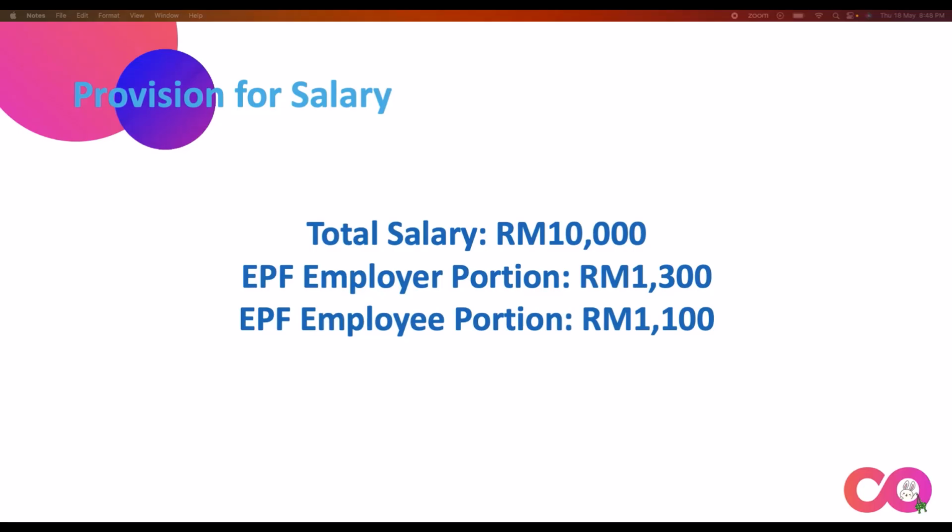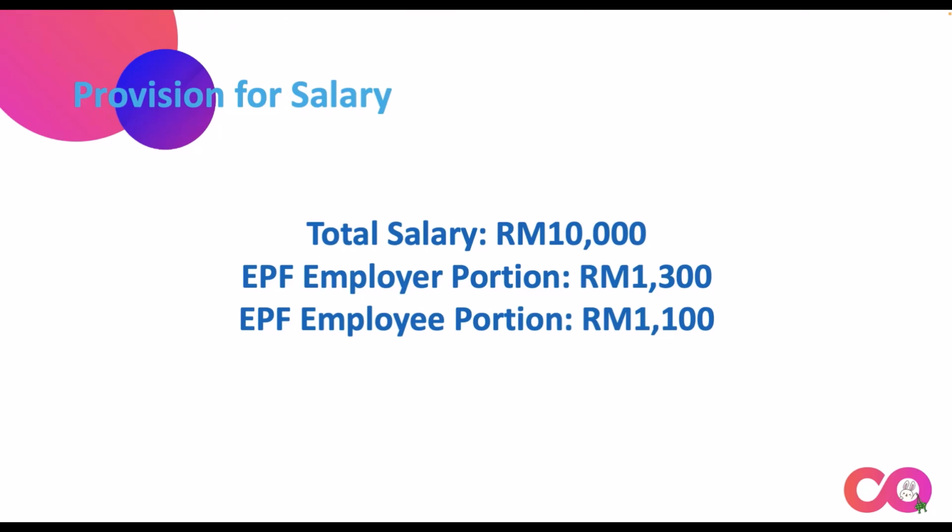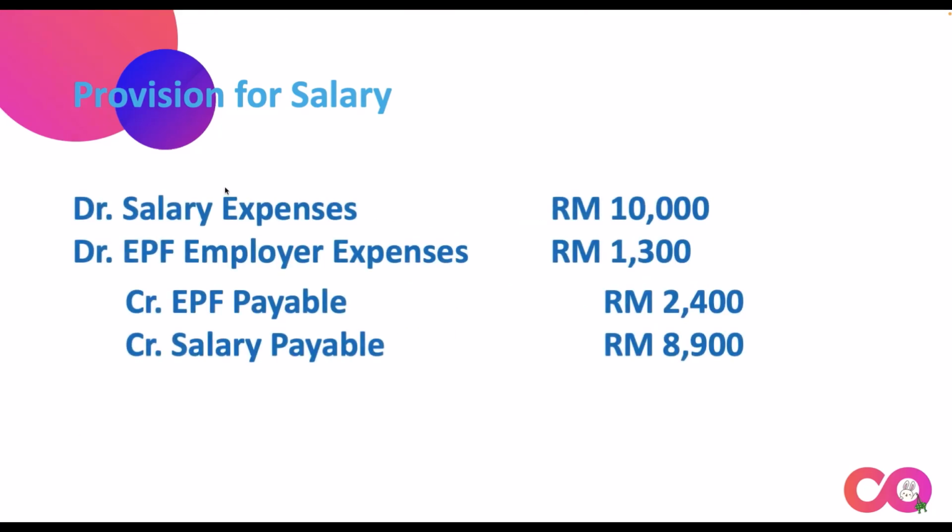For this example, let's say we have a total salary of RM 10,000. Then we have an EPF employer portion based on 13%, which will be 1,300, and the EPF employee portion will be 1,100. So the double entry for this monthly payroll would be: debit salary expenses for 10,000, debit EPF employer expenses account for 1,300, credit EPF payable, which is 2,400, meaning it's 1,300 plus the employee portion of 1,100, and then we'll credit our salary payable for 8,900.